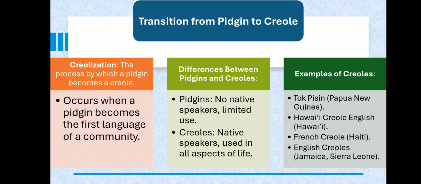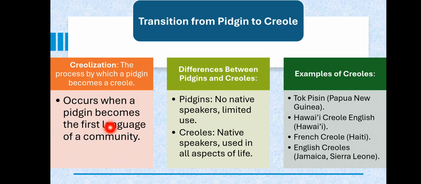Now, transition from Pidgin to Creole. Creolization is the process by which a Pidgin becomes a Creole. How does a Pidgin language become a Creole? This process is called Creolization. It occurs when a Pidgin becomes the first language of a community. Okay, this is called Creolization.